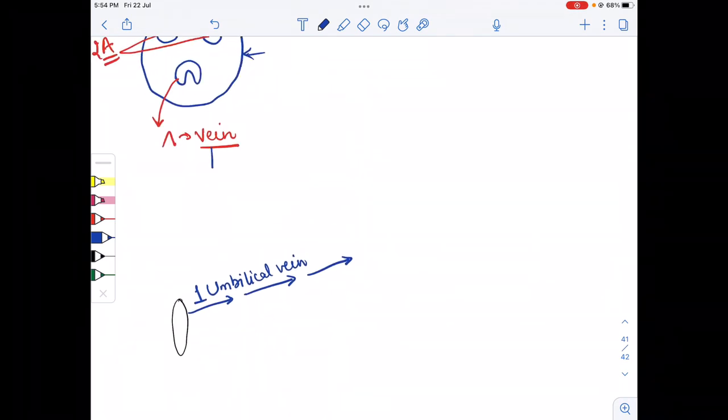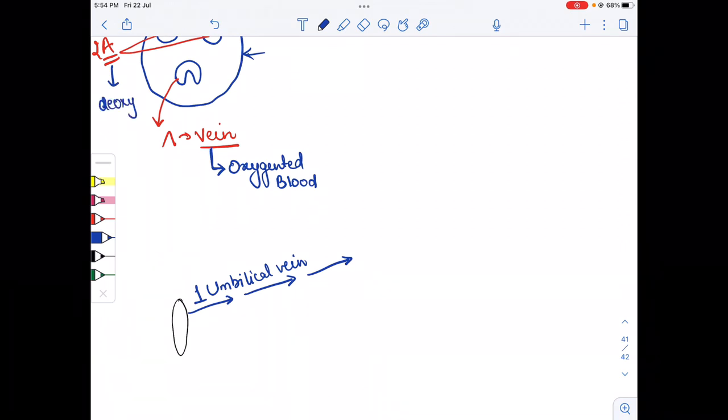Here is one more point. Like in the pulmonary vein and the pulmonary artery, in the pulmonary vein there is oxygenated blood. Similarly, in the umbilical cord also, in the vein there is oxygenated blood. So the umbilical vein contains oxygenated blood, while the umbilical arteries have deoxygenated blood.